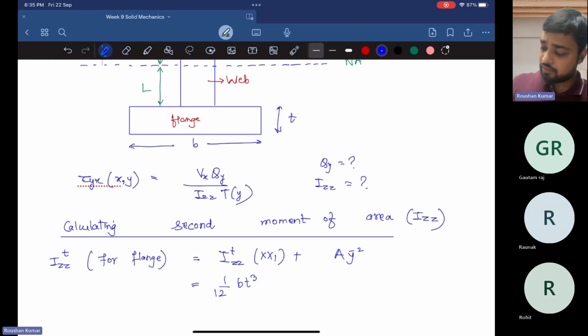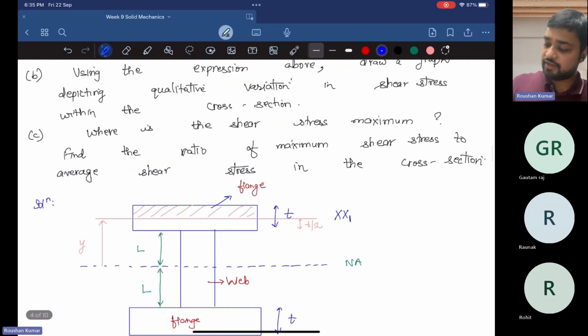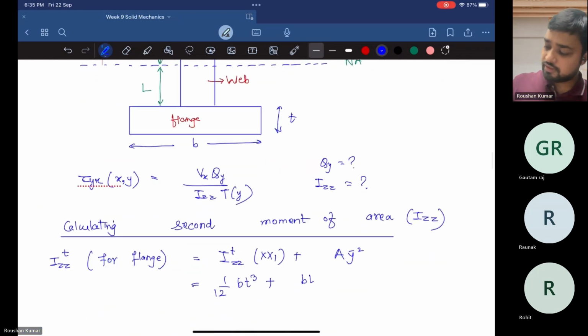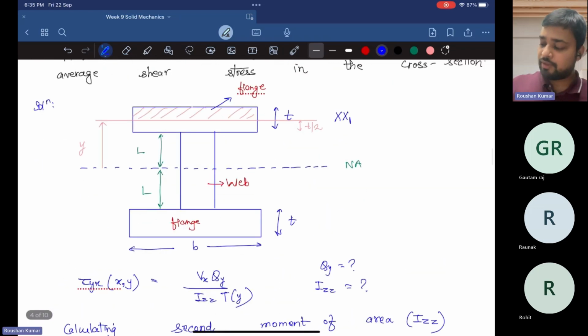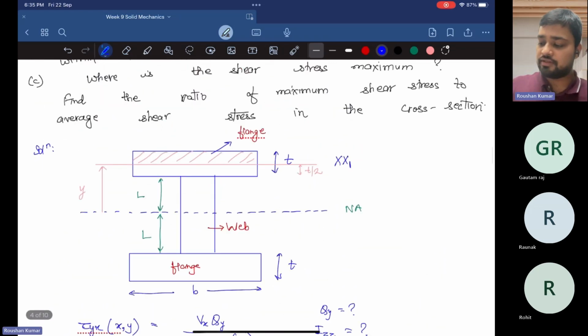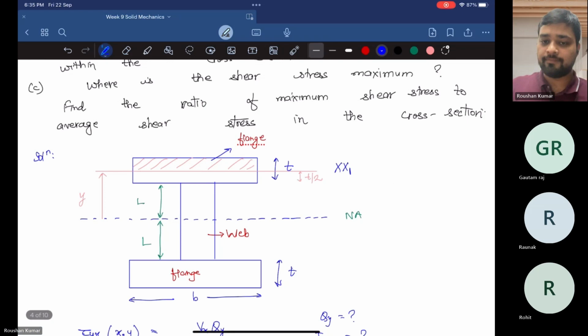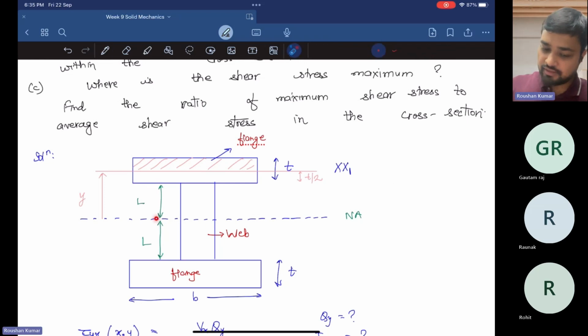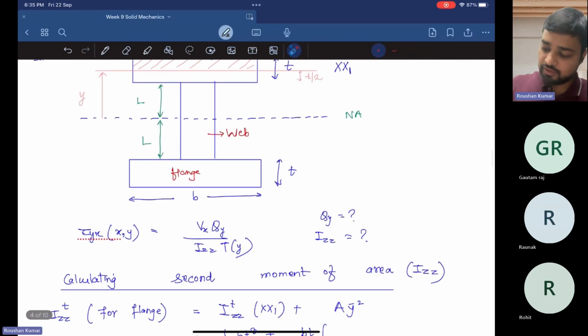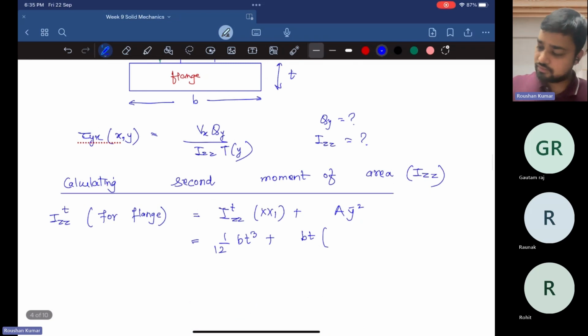Which becomes 1 by 12 bt cube plus the area of this flange, which is b into t, times y bar squared, where y bar is basically the centroidal distance of the flange from the neutral axis. So this length is L, this length is L, and this is t by 2. So it becomes L plus t by 2, whole square. So this is the second moment of inertia for the flange.